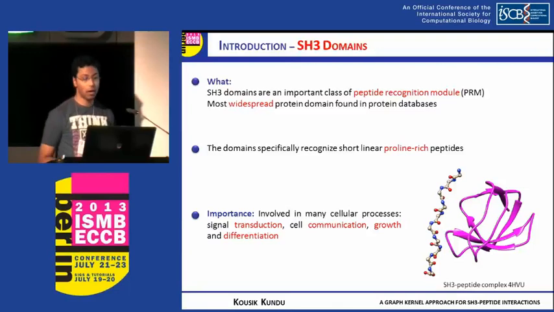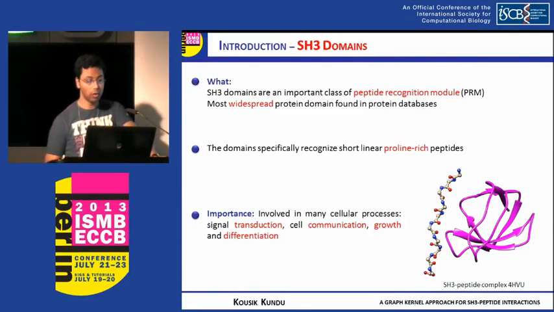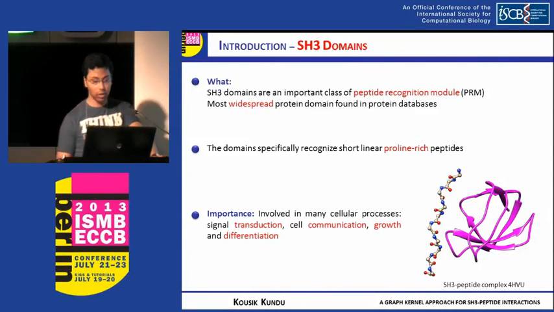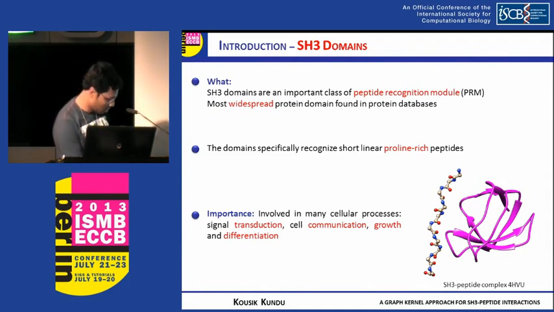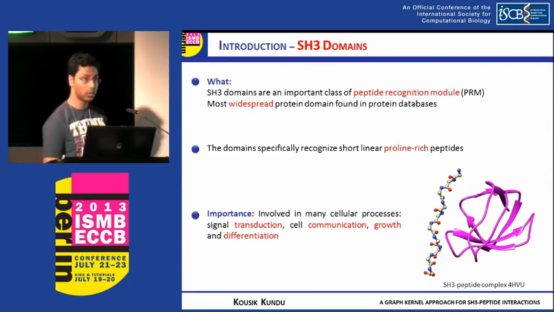SH3 domains are an important class of peptide recognition module and perhaps the most widespread protein domain found in protein databases. The domain specifically recognizes short linear proline-rich peptides and is involved in many cellular processes such as signal transduction, cell communication, growth, and differentiation. SH3 domains are basically 60 amino acids in length, and have a conserved beta barrel structure consisting of 5 to 6 beta strands.